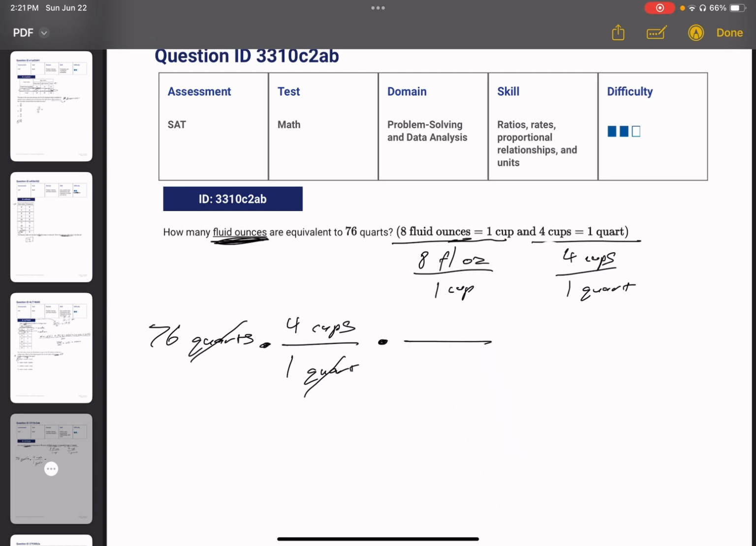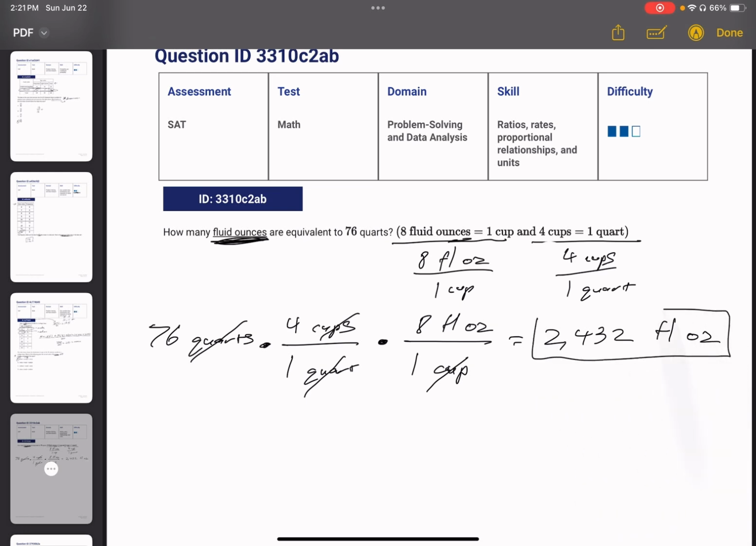And then we have the cups, 1 cup over 8 fluid ounces, and then the cups cancel out. And then you simply just multiply. We have 76 times 4 times 8, and that's going to give you a value of 2,432 fluid ounces. And that's how many fluid ounces are in 76 quarts. That's going to be your answer. You're going to input that into the computer, and yeah.